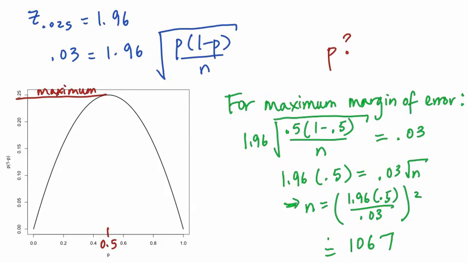Any polls you've seen that have a sample size a little bit bigger than 1,000 have used a calculation like this. What if we wanted a smaller margin of error, say 1% or 0.01?